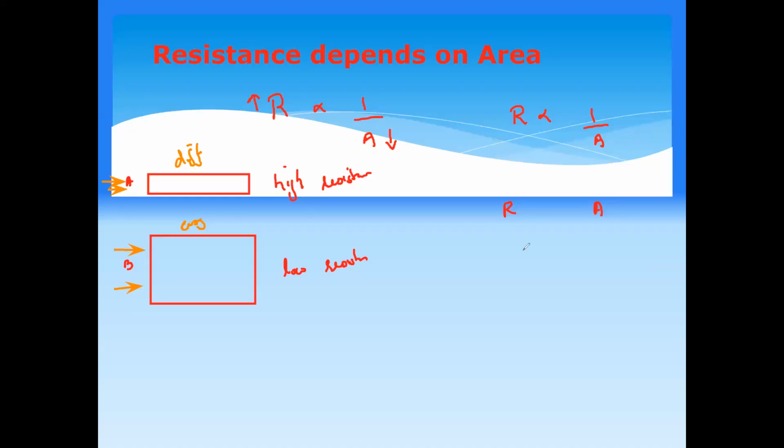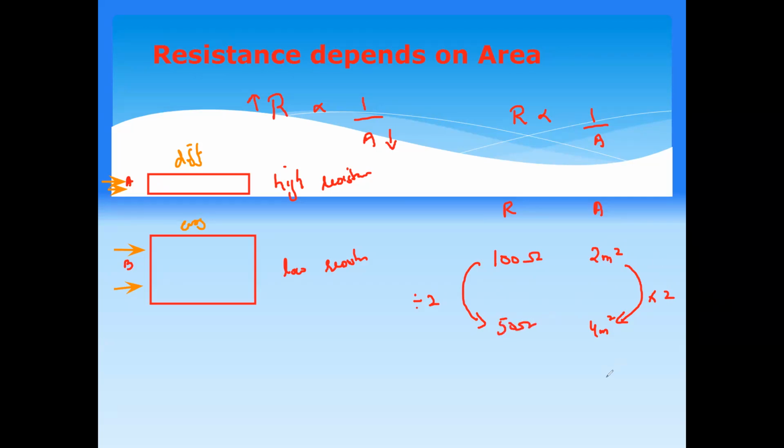So for example, we have an area of 2 meters square, and that is having a resistance of 100 ohm. If we double the area, for example the area becomes 4 meters square, what happens to resistance? If area is increased, the resistance will decrease. It will also decrease by a factor of 2. If area is doubled, the resistance will be half. So here the area becomes twice, so resistance will become 50.